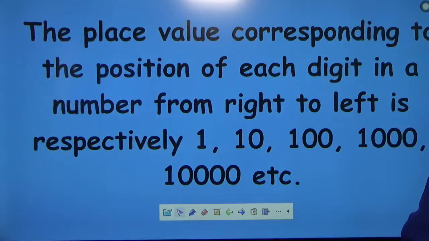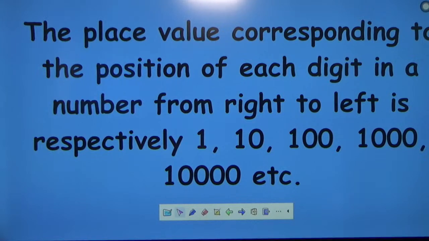Read this one. The place value corresponding to the position of each digit in a number from right to left is respectively 1, 10, 100, 1000, 10,000, etc. I have explained this, no? The values increase from the ones place to the tens place, then the hundreds place, then the thousands place, 10,000, and after that you have million. Likewise, you can count up to how much? Infinite we call, no?